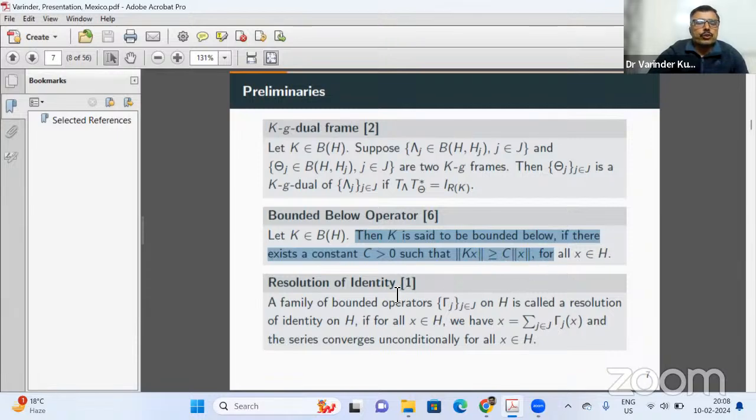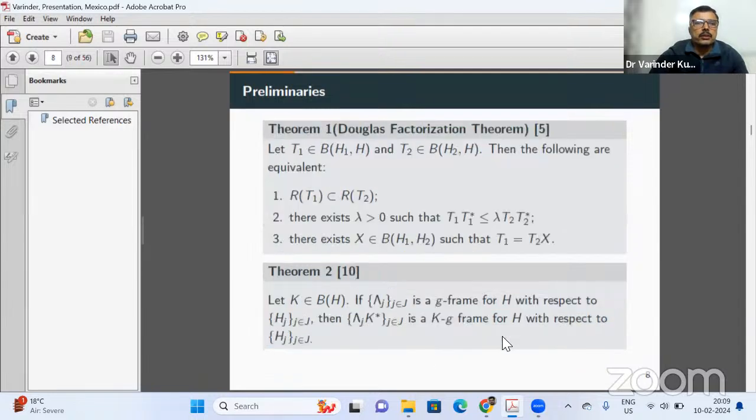And then we have the resolution of identity operator, which might also be familiar to all. A family of bounded operators {gamma_j} on H is called a resolution of identity if we have the series expansion x = sum of gamma_j x, where this series converges unconditionally for all x belonging to H. Then these two theorems will be used in the results, so I will quickly mention them.